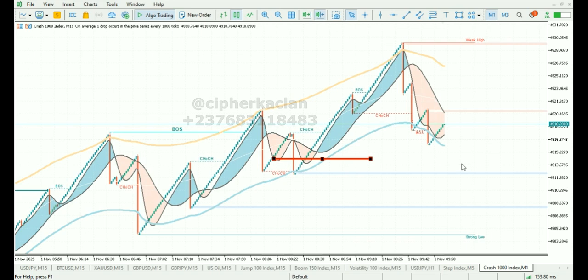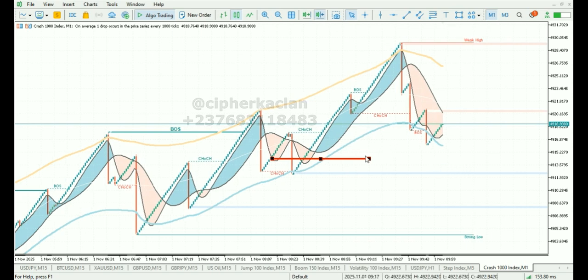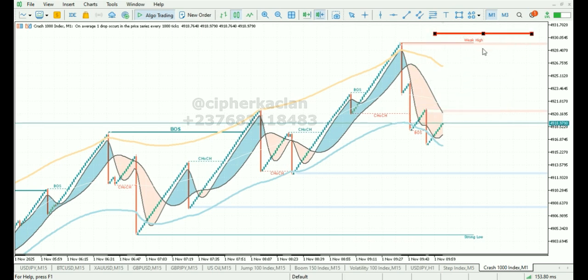Just an example. So right now we're looking at this. We might get an opportunity to take a buy trade right here when price breaks up above this cloud. We might be able to take a buy to trade higher. So let's just see.